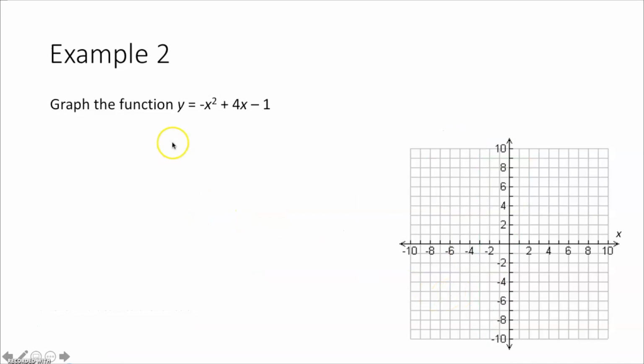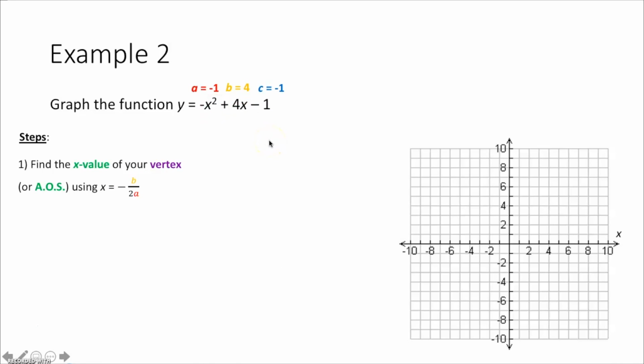Example 2, doing the same thing. So step 1, find the x value of vertex or axis of symmetry using x equals negative b over 2a. In this case, we have everything. We have an a, b, and c. Perfect. We can then put those in our formula. We take 4, because that's our b value, plug it in for b. We take negative 1, because that's our a value, plug it in for a.